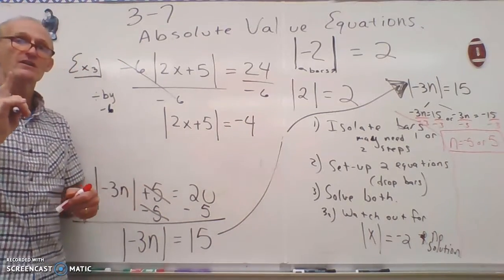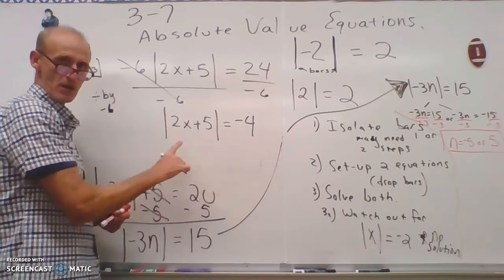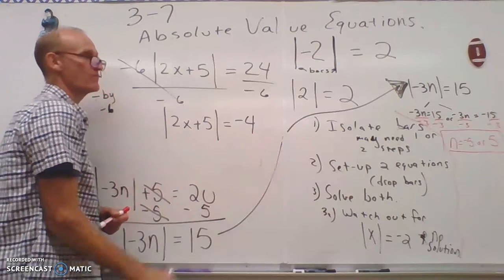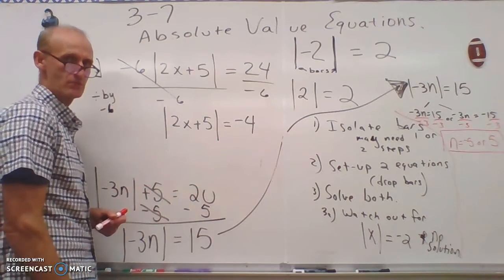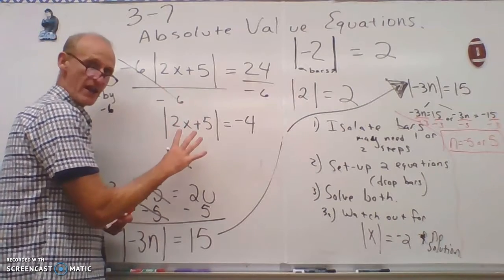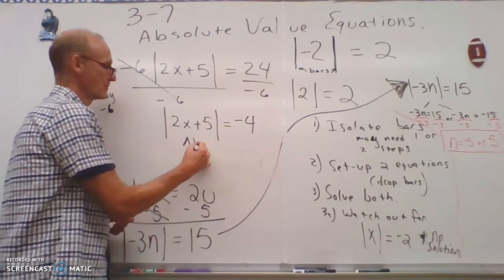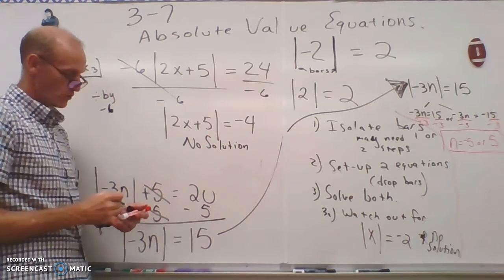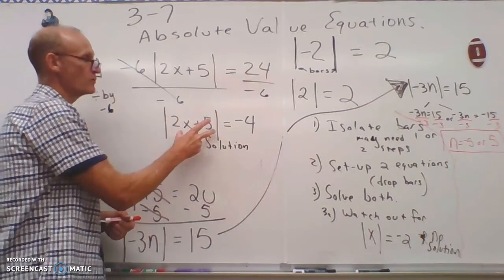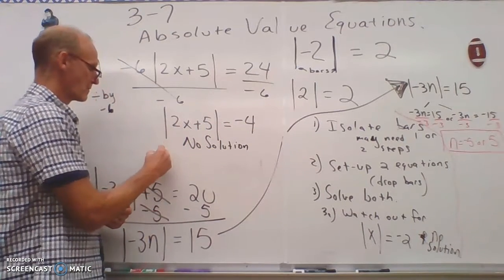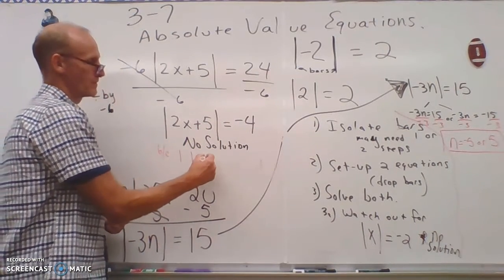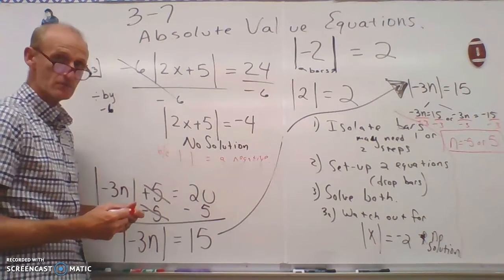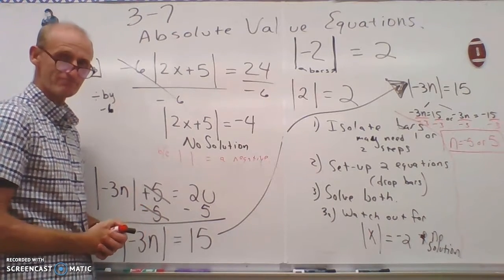Now, the alarm should sound. The alarm, beep, beep, beep, beep. The absolute value of a number can never be negative. It will always be positive. So stop, recognize, no solution. Okay? So why is it no solution? Because the absolute value equals a negative. When that happens, you must remember that there is no solution.